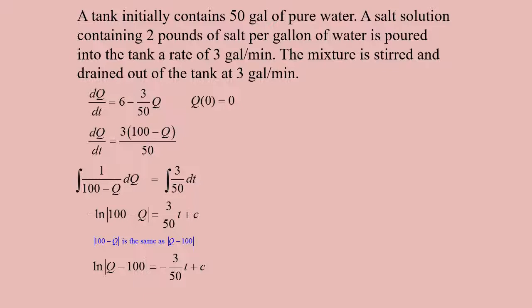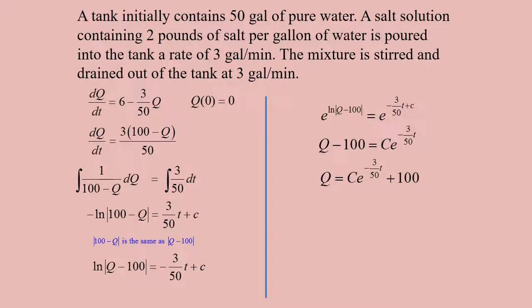Multiply both sides by -1. Let me again mention, even though this was a C, when we multiply by -1, it is still some constant, which we're again just calling by the letter C, not negative C. And what we're going to do is do the natural exponential of both sides and come out with Q minus 100 equals Ce to the -3/50 t. And we'll add 100 to both sides, thereby recovering our formula for Q.